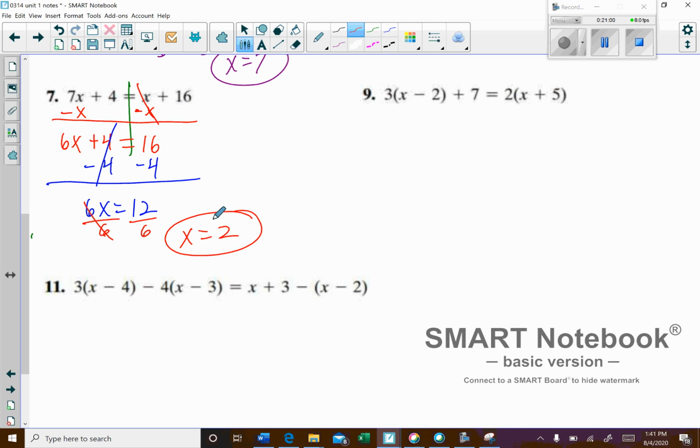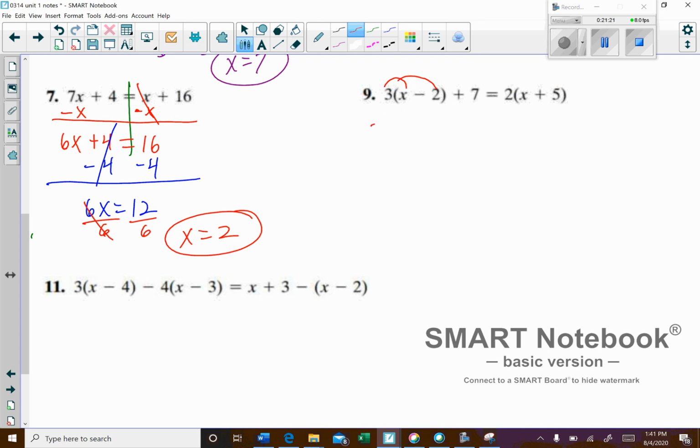Okay, on number 9, we're going to do the distributive property again. So that's something we haven't really talked about too much. We did see it earlier, but now I have more than just 1 or -1. In this case, I have a 3. And so the way it works is you just multiply everything separated by addition or subtraction by that value.